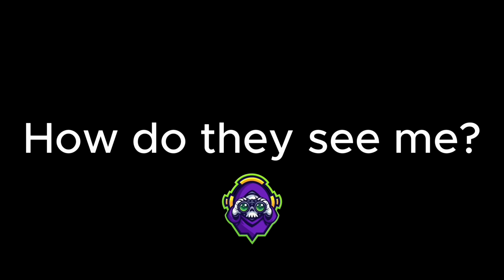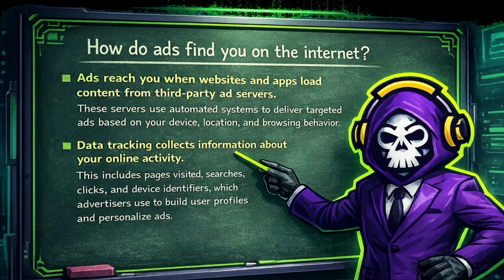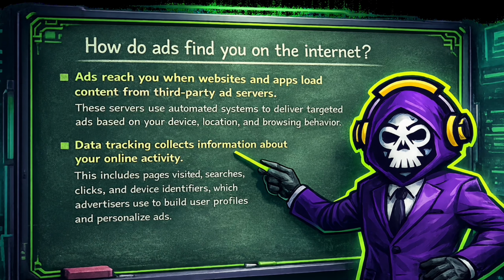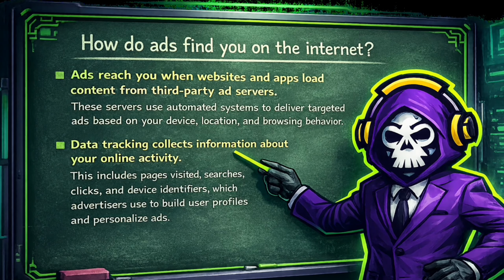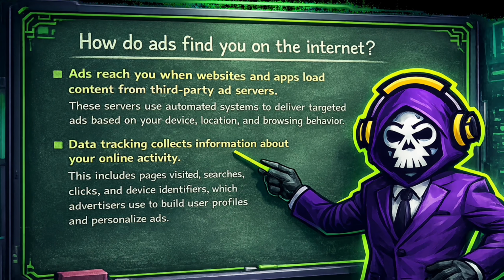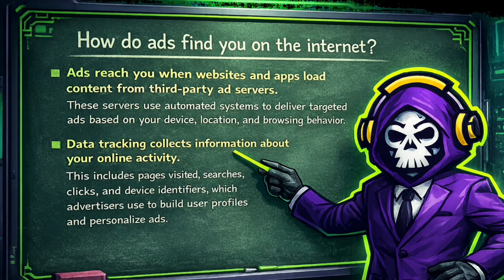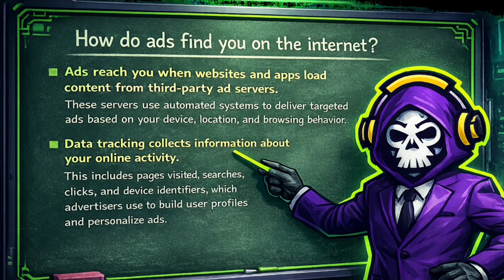So how do ads find you on the internet? Well, the same way you drive down the street and you see a cheesy lawyer slogan on a billboard, that's the same way that third-party ad servers pay websites and apps to load their content so that they can deliver targeted ads based on your device location and browsing activity.